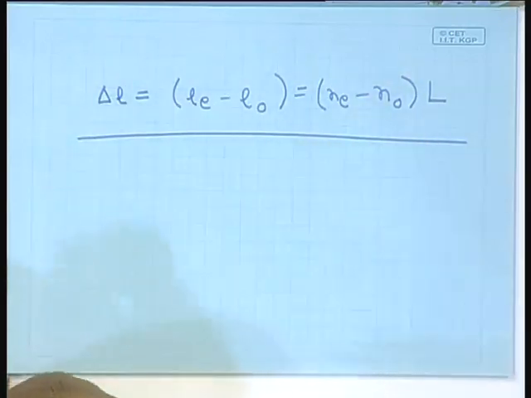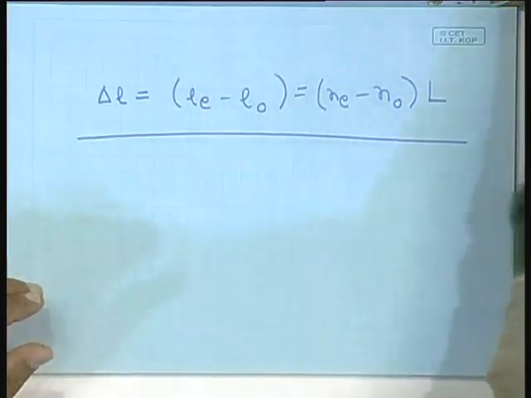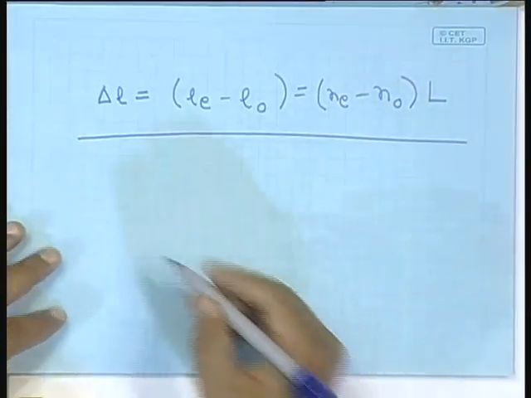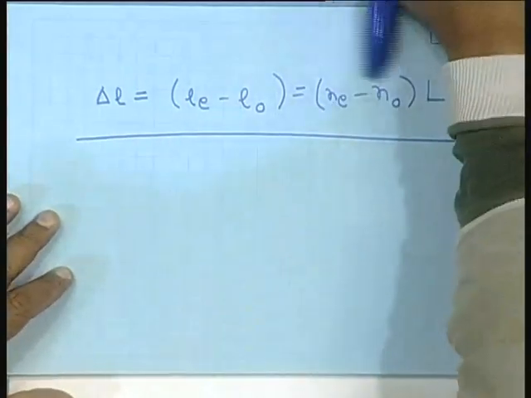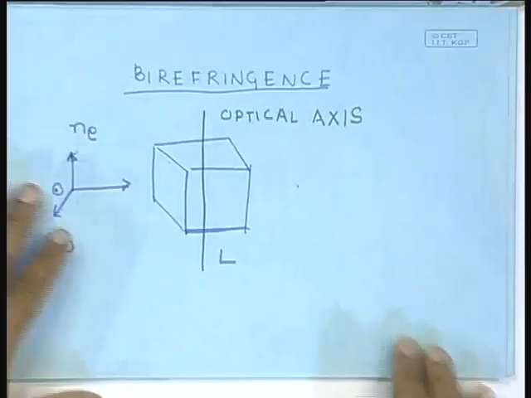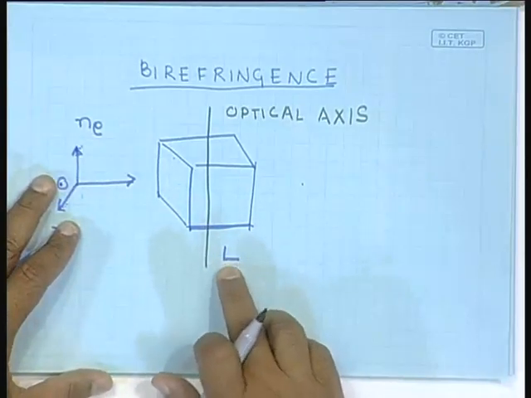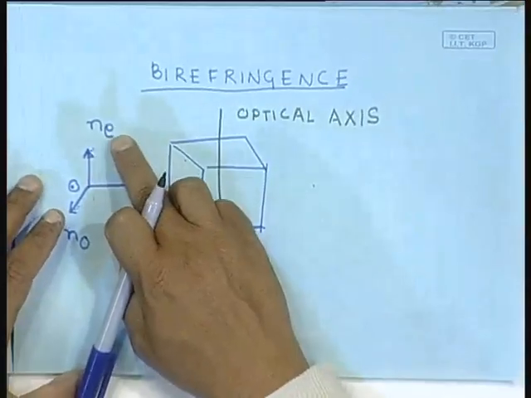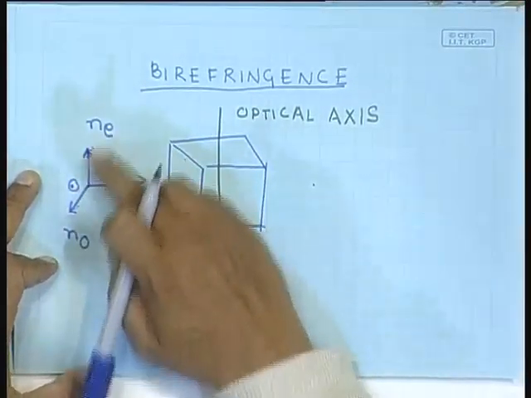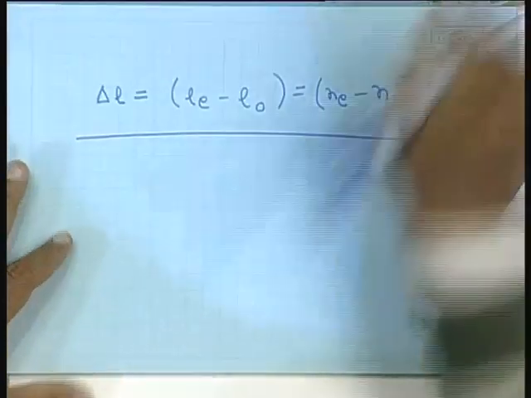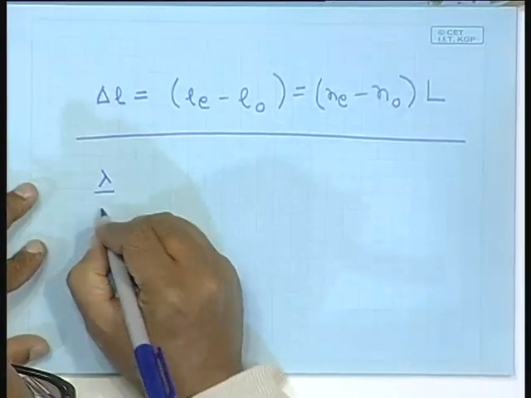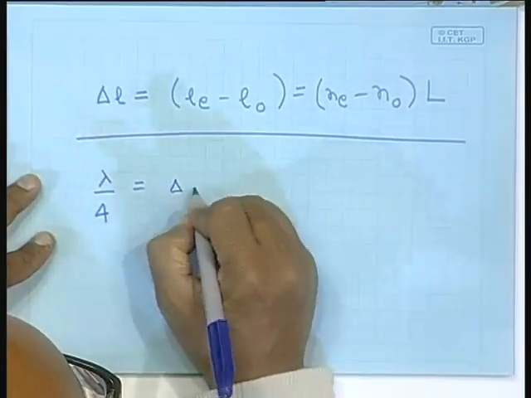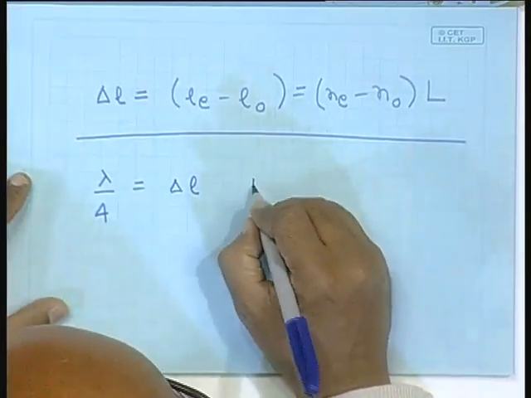This has got several applications. For example, you could make what are called quarter wave plates. So, quarter wave plates are crystals like this, where the length has been adjusted so that the optical path difference for this polarization and this polarization, between these two, is lambda by 4. So, if this optical path difference is lambda by 4, then the crystal is called a quarter wave plate.